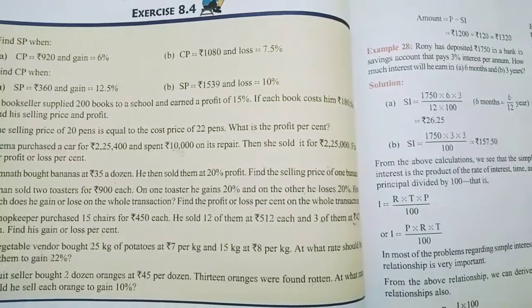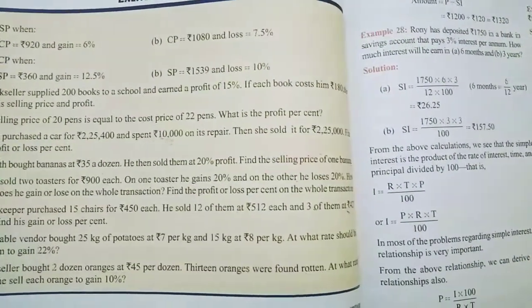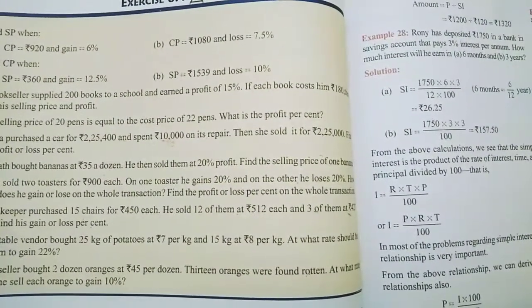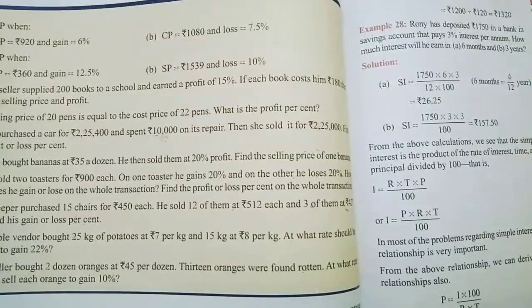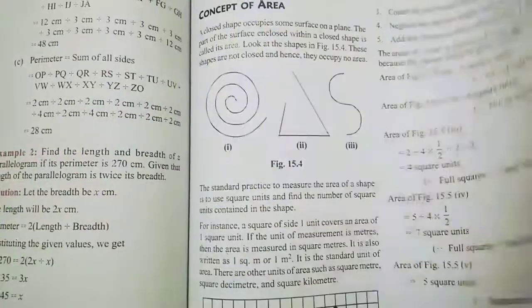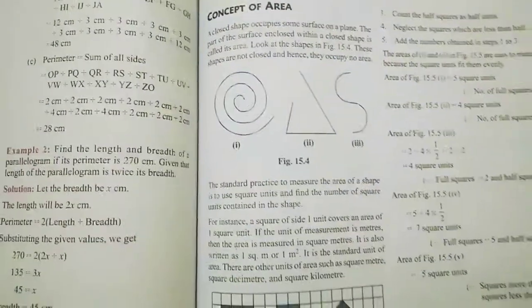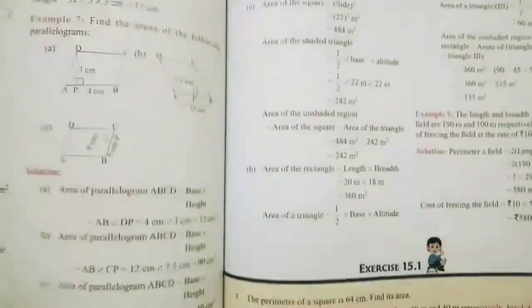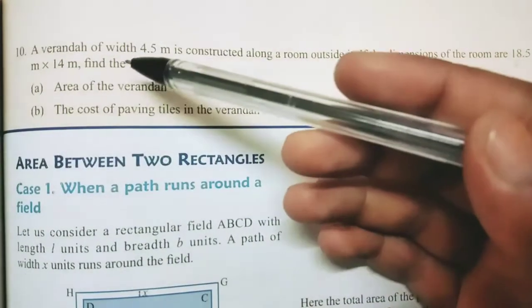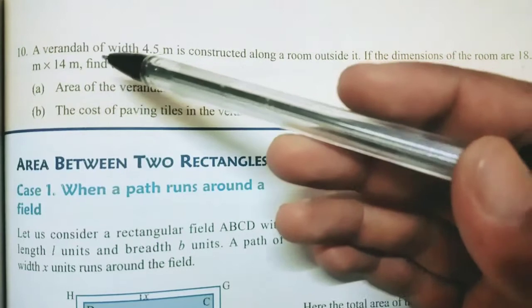So in this way, the doubt of this exercise 8.4 is complete now. Now we will go to the doubt of the next chapter, that is the Perimeter and Area chapter. In this chapter we have one doubt of exercise 15.1. So question number 10 is asked by many students.